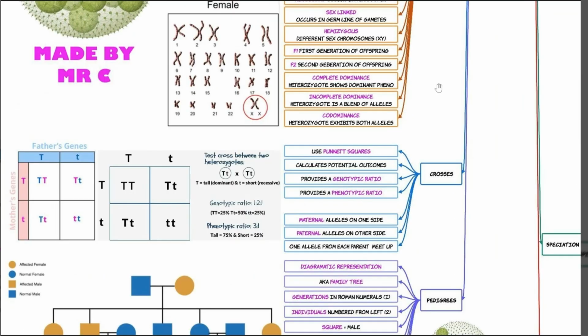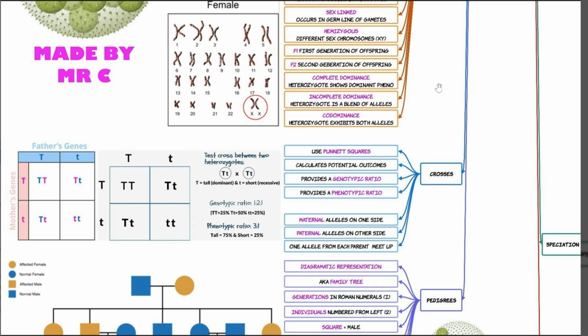Now we come to genetic crosses. We use a Punnett square, and this calculates the potential outcomes, not the actual outcomes. This provides a genotypic ratio, which is a ratio of different genotypes, like big A to big A to little a. And it also provides the phenotypic ratio, which is the ratio between the outcomes or how the individuals might look.